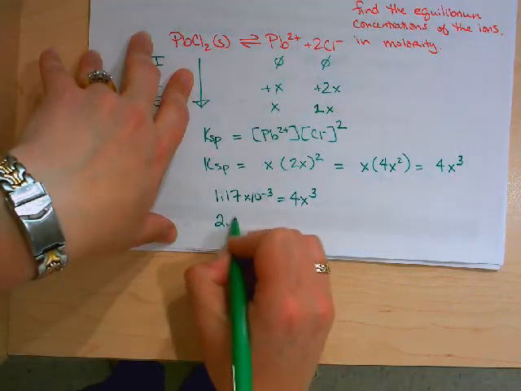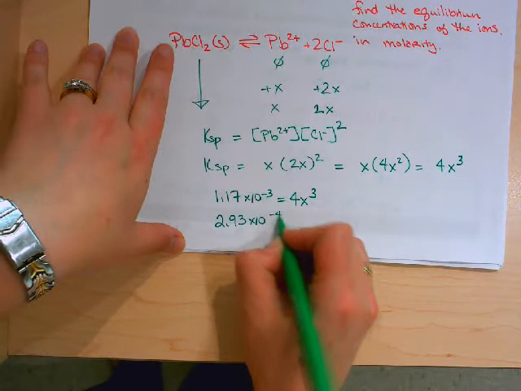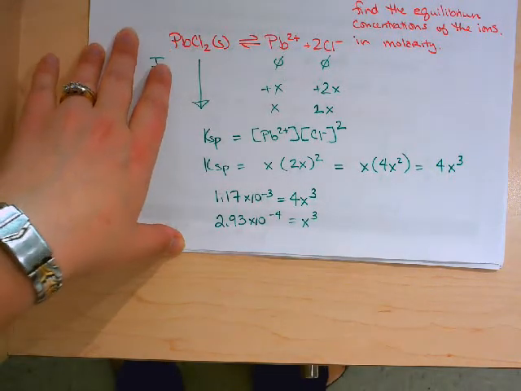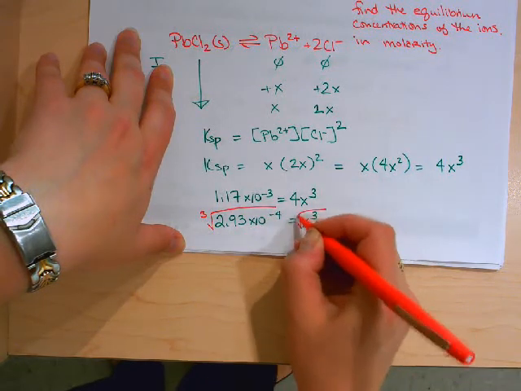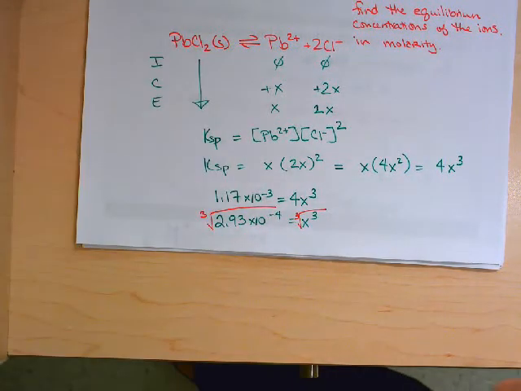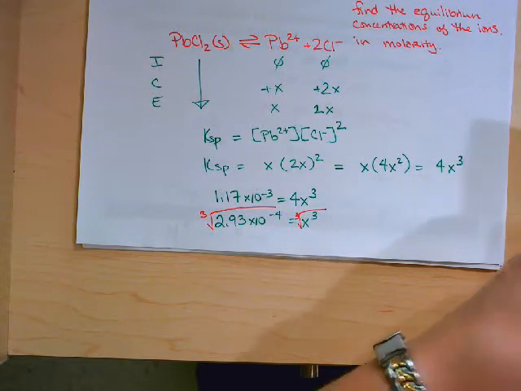Should be 2.93 times 10 to the negative fourth. Now at this point, cube root. So on your calculator, either you're going to have a button that is like a square root sign but has an X, or you could use the caret and raise it to the 1/3. You'll get the same answer either way, just depends on what's easier for you to do.